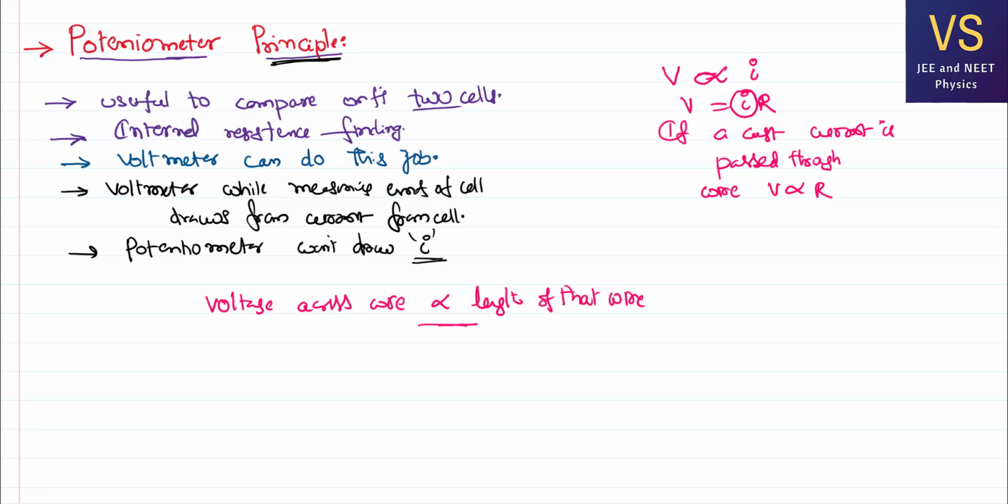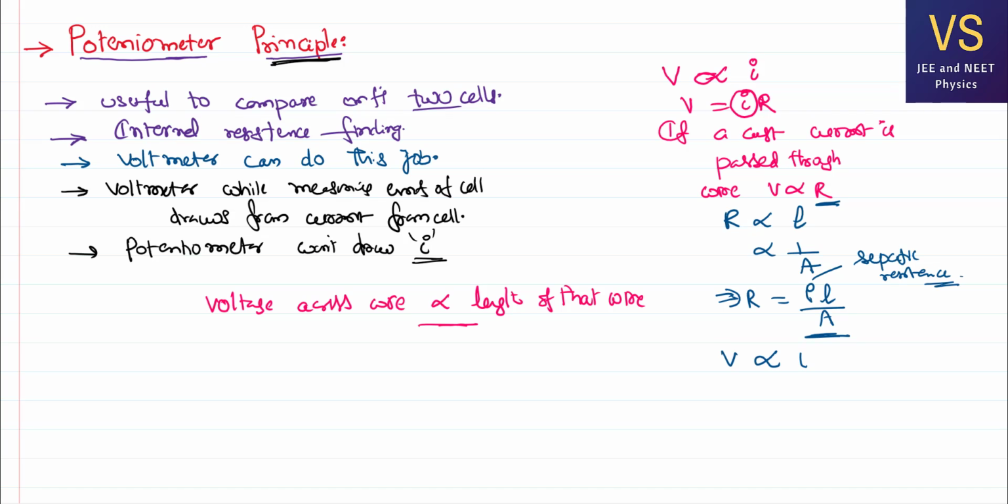But we know the resistance of a wire is directly proportional to the length of the wire, and inversely proportional to the area of cross section. To eliminate these two proportionalities, we put a constant called rho, which is called specific resistance. Specific resistance depends on the nature of a material and remains constant. So in the place of this R, I can substitute this value. So potential drop across a wire is directly proportional to rho L by A.